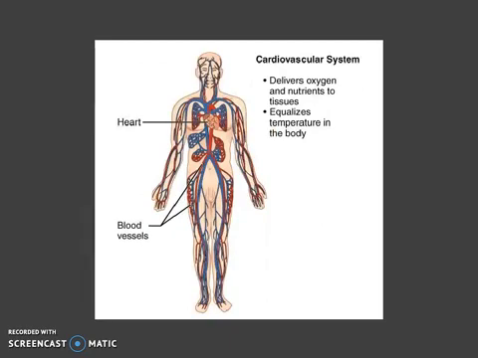The cardiovascular system consists of the heart and blood vessels, and the main purpose of the cardiovascular system is to deliver oxygen and nutrients throughout the body. It also helps to move heat around the body in order to maintain a normal body temperature.